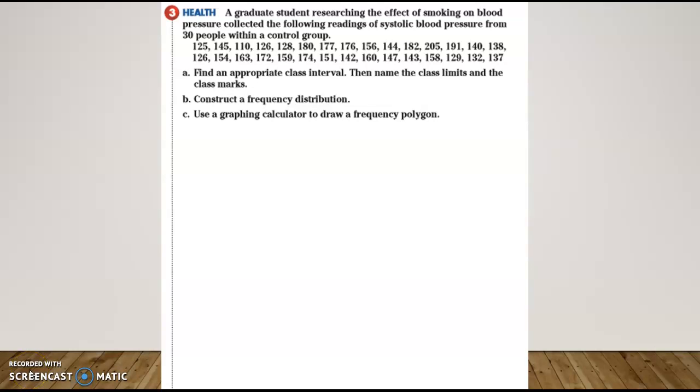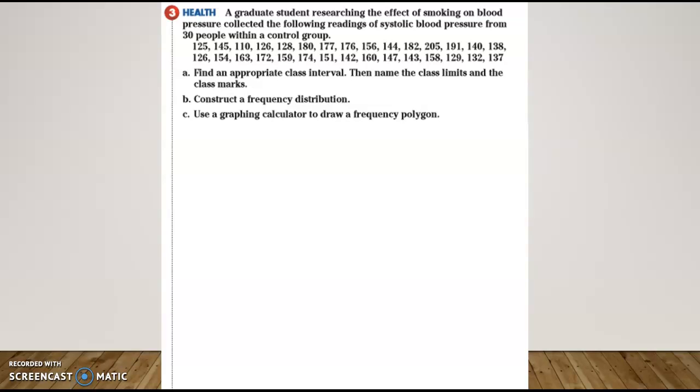Hey class, this is Ms. Caspero. This is the second example that I did not get a chance to record for you before. The only difference is that it's constructing a frequency polygon instead of a histogram.